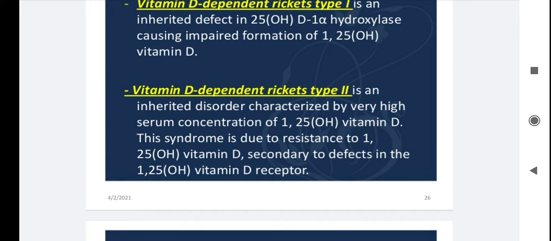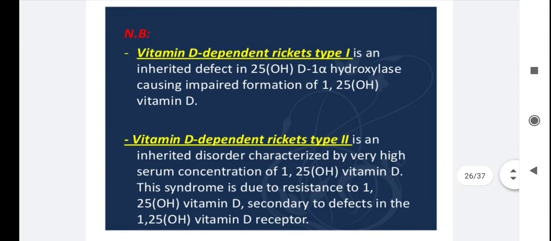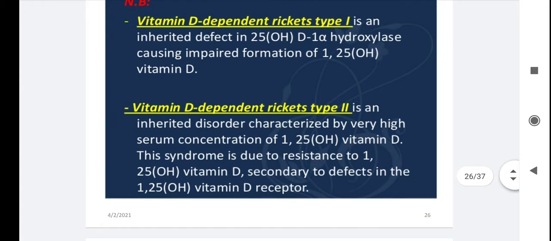This syndrome is due to resistance of 1,25 hydroxy vitamin D secondary to defect in the 1,25 hydroxy vitamin D receptor. So the rickets is of two types, either deficiency of enzyme or resistance of the deficiency of vitamin D, or the presence of vitamin D but resistance of its function due to deficiency or defect in the receptors.